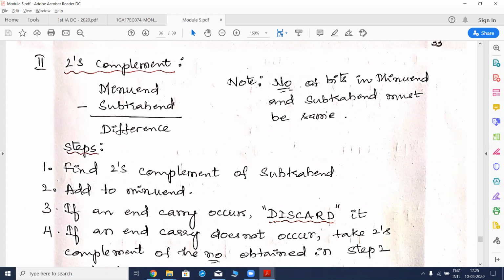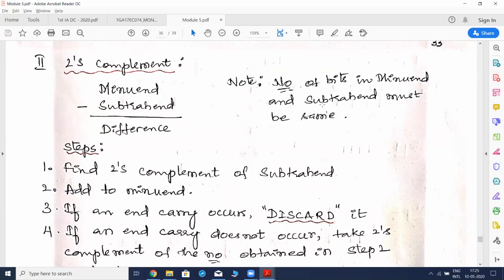Hello students, in the last session we had seen one's complement subtraction. Now let us see two's complement subtraction. In two's complement subtraction, the first thing is we need to write down the minuend and subtrahend properly. So this is the format that we are writing in order to do the subtraction.